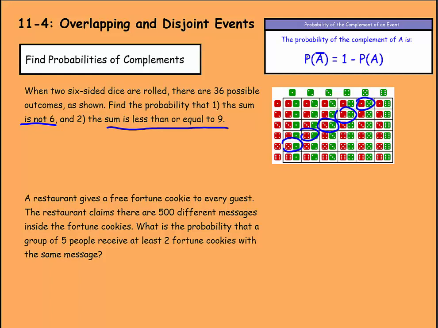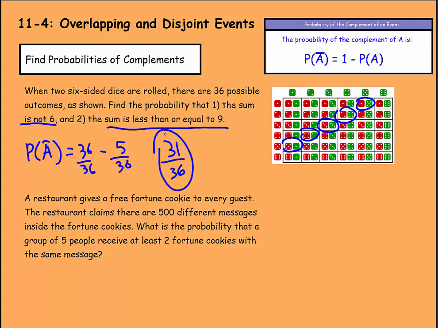So the probability of the complement of rolling a 6, so not rolling a 6, equals 100% or 1 minus 5 out of 36. So if we're actually going to subtract this, this would become 36 out of 36. So subtracting that gives us 31 out of 36. So that's the probability of not rolling a 6. And you actually could count it up to make sure that we're right.